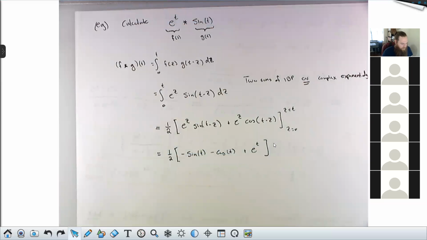Is there a way I could use this? Remember what our convolution theorem says. It says that the Laplace transform of this convolution is the product of the Laplace transforms.